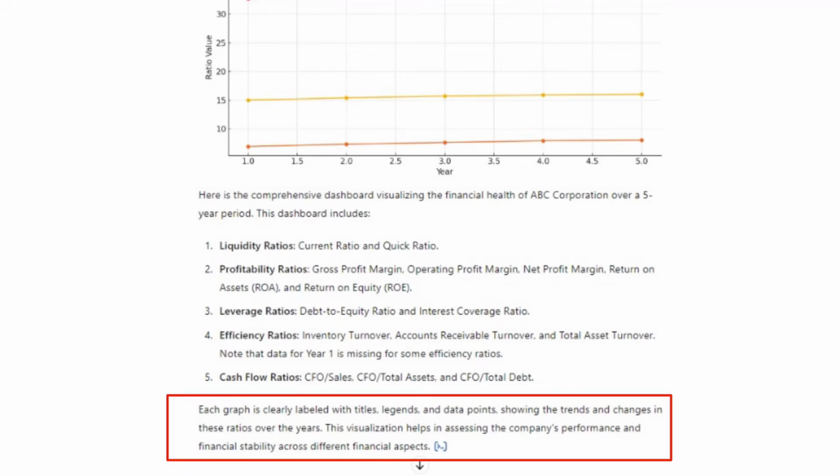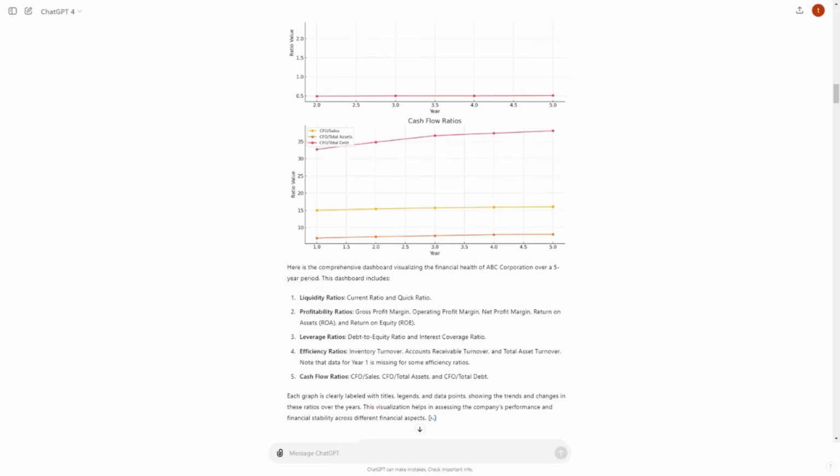By assembling these individual graphs into a single comprehensive dashboard, ChatGPT not only demonstrated advanced data processing capabilities, but also highlighted its proficiency in enhancing financial analytic processes. This approach exemplifies how AI can transform raw data into strategic insights, aiding in more informed decision-making.